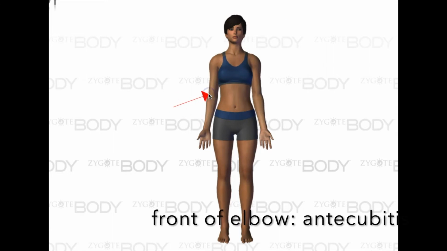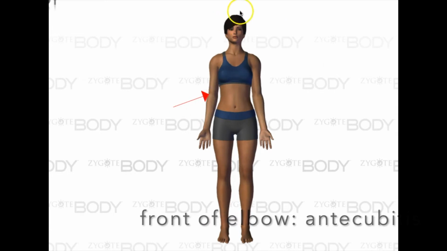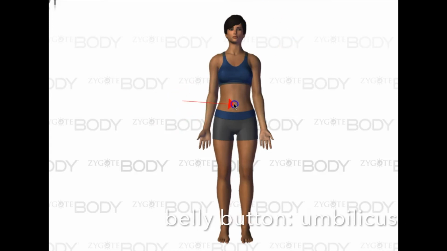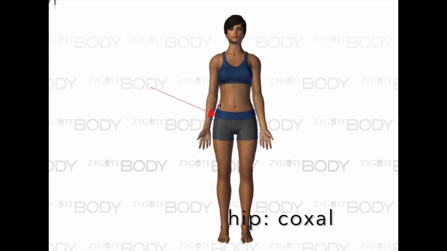Then we have the front of the elbow, which is called the antecubital. Then we have the forearm, which is called the antebrachium. Then we have the belly button, which is called the umbilicus. Then we have the hip, which is also called the coxa. Then we have the wrist, which is called the carpus.